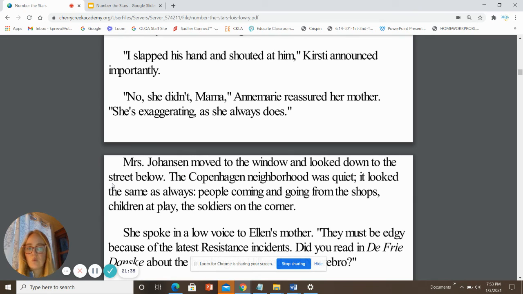Mrs. Johansson moved to the window and looked down to the street below. The Copenhagen neighborhood was quiet. It looked the same as always.